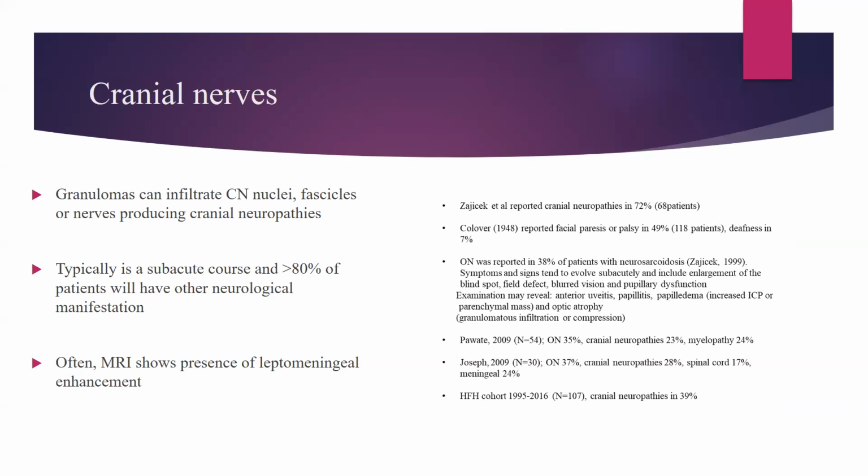Granuloma can infiltrate the cranial nerve nuclei in the brain, the fascicles, and the nerves, and will produce cranial neuropathy. Typically, it's a subacute course, and more than 80% will have other neurological manifestations. On MRI, a lot of the time we already see leptomeningeal enhancement in patients with cranial nerve involvement. The most commonly reported cranial nerves are the facial nerve and the optic nerve. The percentage of patients with cranial nerve involvement is anywhere between 20 and 40%, depending on the cohort and the case study.